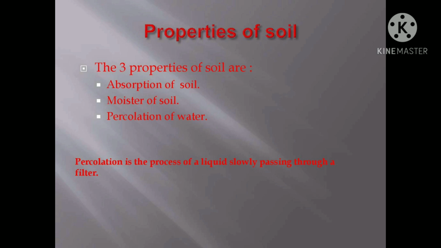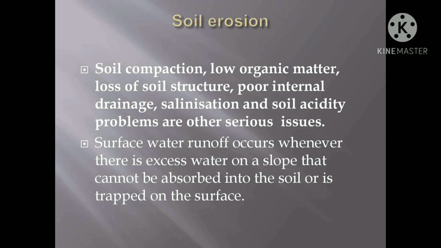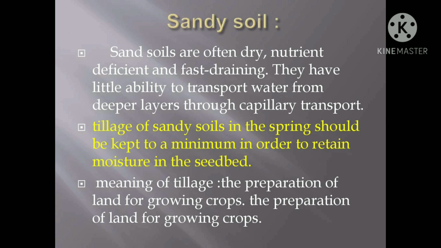Properties of soil. Generally, three properties of soils are there: absorption, moisture, and percolation. Now, what do you mean by soil erosion? Soil compaction, low organic matter, loss of soil structure, poor internal drainage, salinization, and soil acidity problems are other serious issues related to soil erosion. Generally, surface water runoff occurs whenever there is excess water on the slope that cannot be trapped on the surface. So, what is sandy soil?